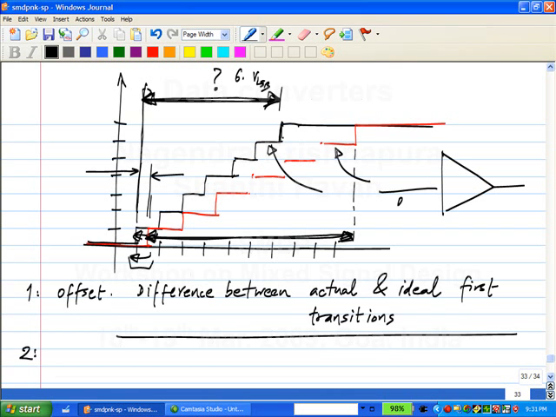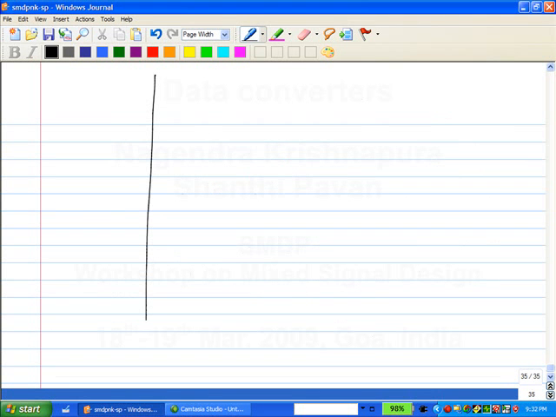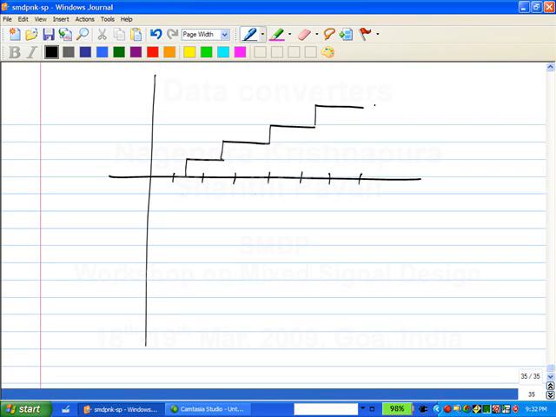Actually what you do is, because you first correct for the offset, you don't necessarily look at the difference between the first and last. You simply look at the last transition and then make it coincide with this by applying a suitable factor. Okay, so let me take this particular case, something like this. You first move this to the left. Basically, you remove the offset error from the A to D, and then you make the last transition coincide with the ideal last transition by scaling it by a factor. Then you scale all the transitions by the same factor.